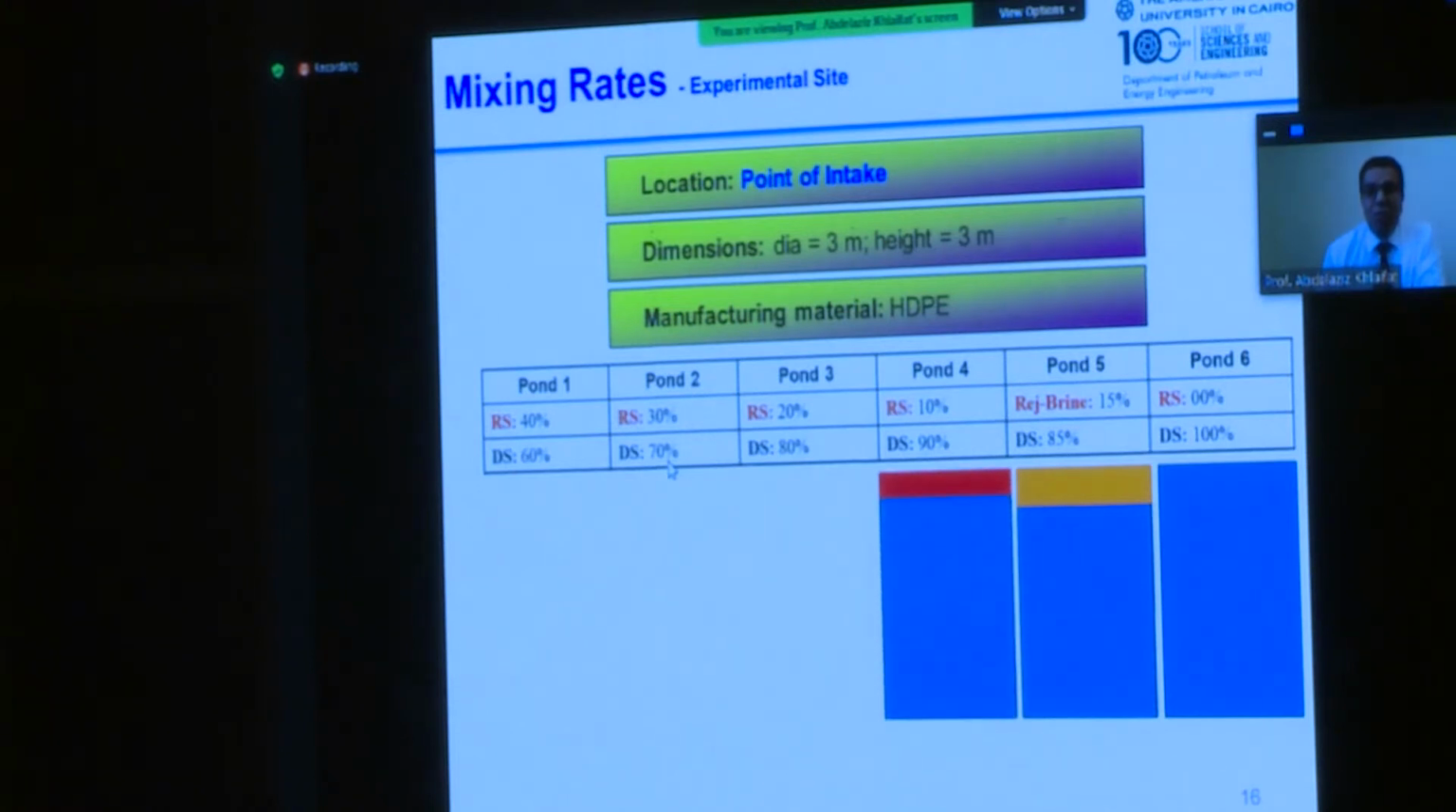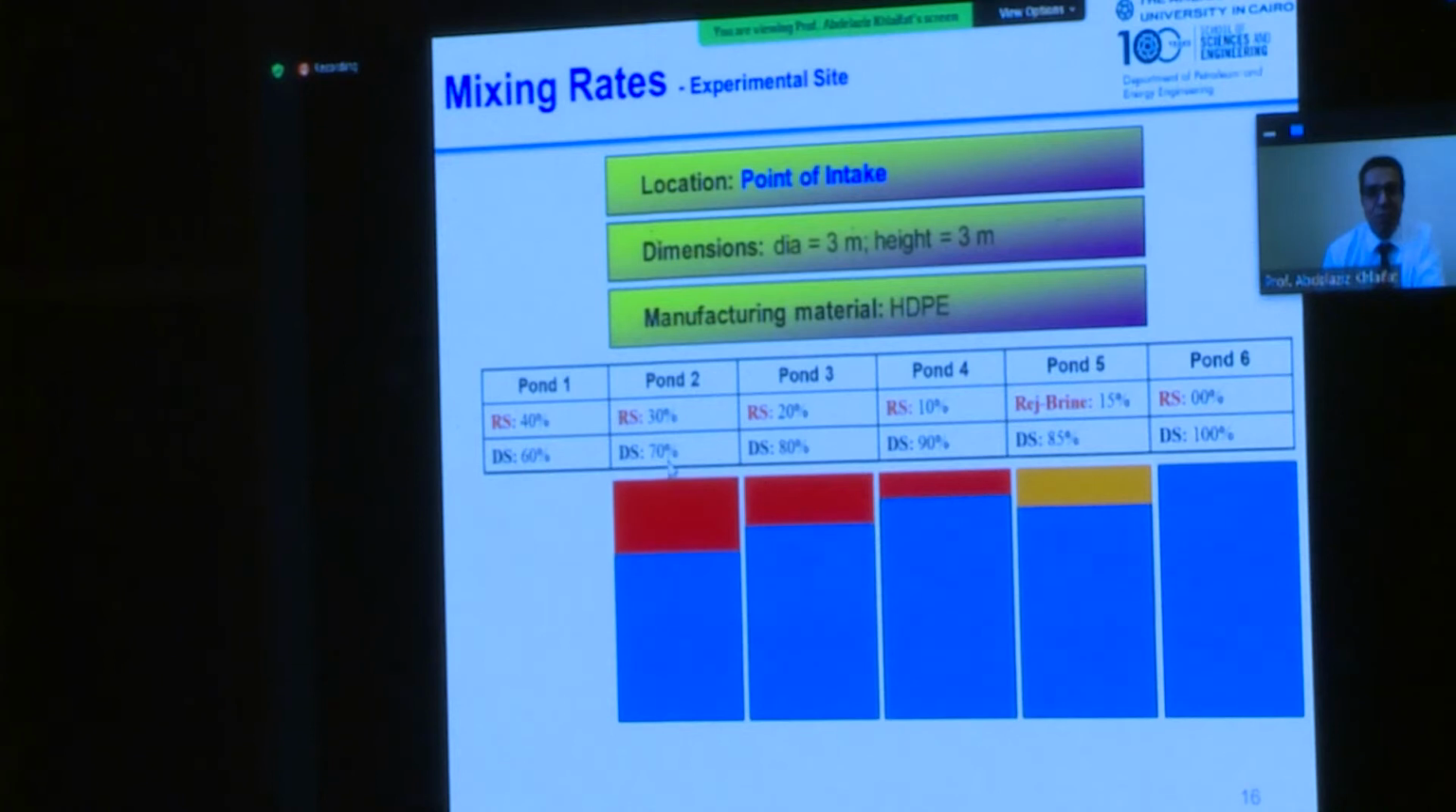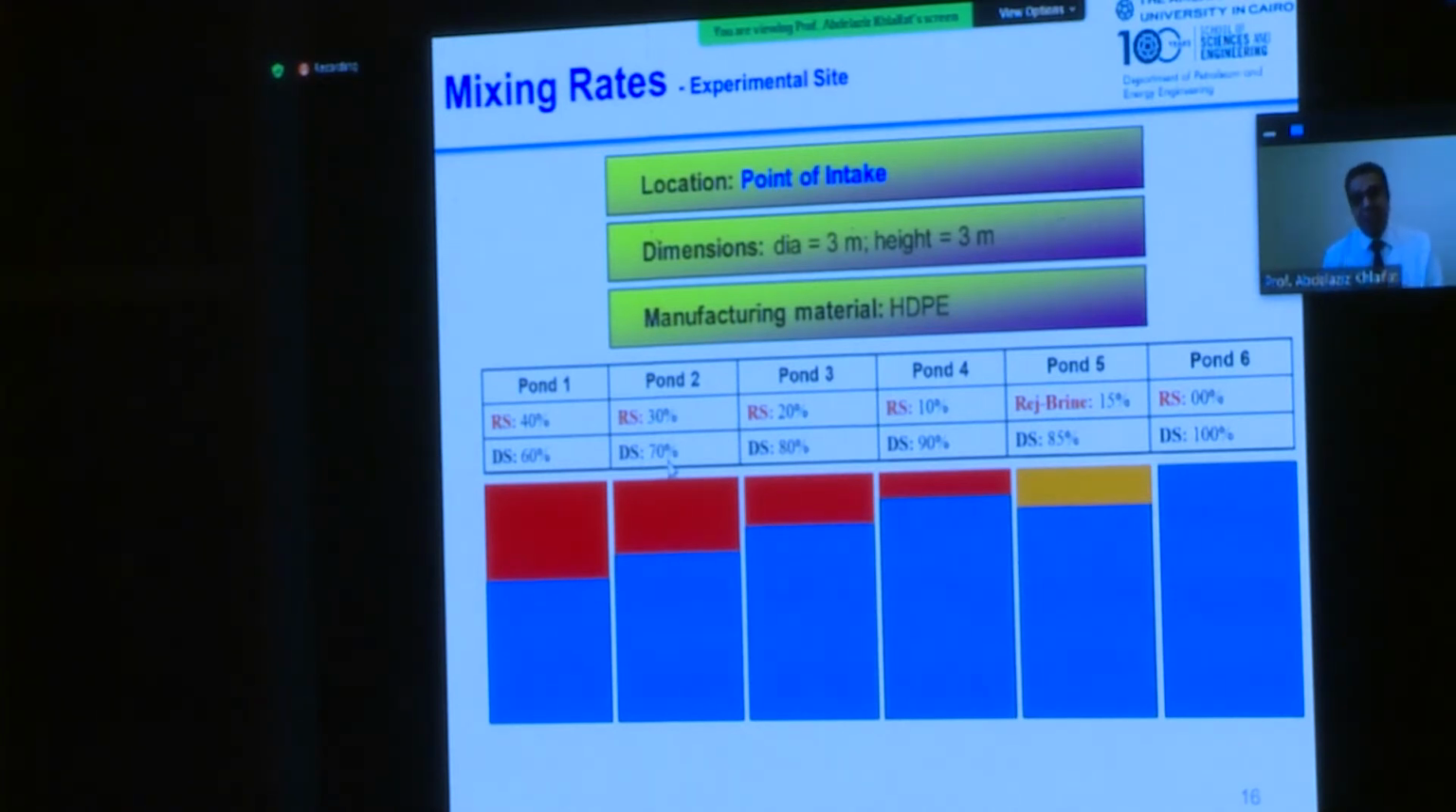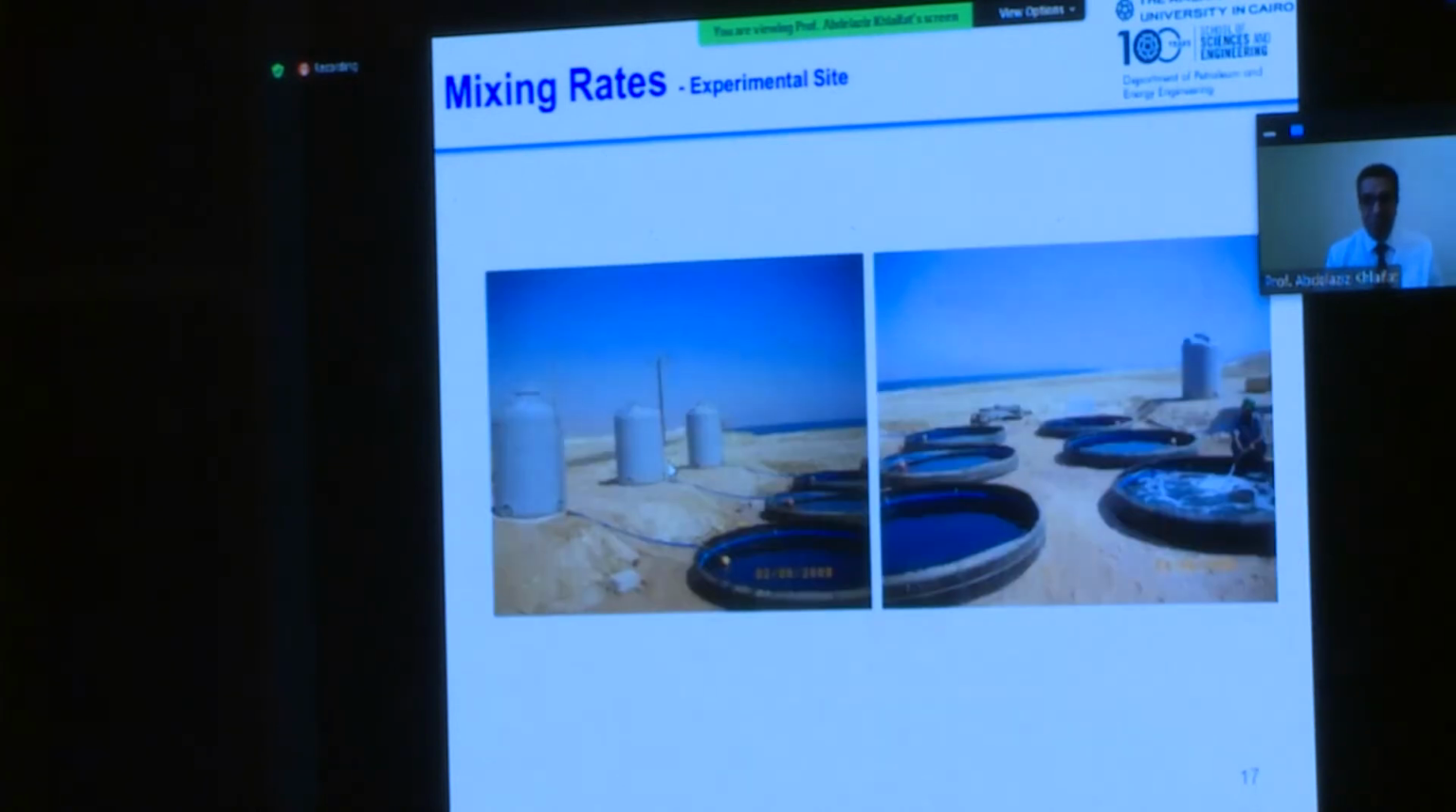Tank number 4 has a ratio of 10% Red Sea, 90% Dead Sea; tank number 3, 20/80; tank number 2, 30/70; and tank number 1, 40/60. As you can see, we have to create at least 4 points to judge different data points of different ratios or different scenarios of mixing. Definitely, if we start filling the Dead Sea from now for decades, we will not reach scenario number 1, where we're going to have 40% Red Sea.